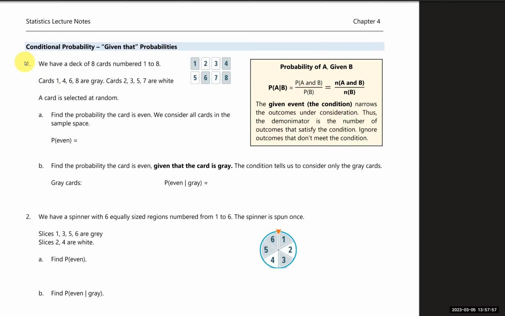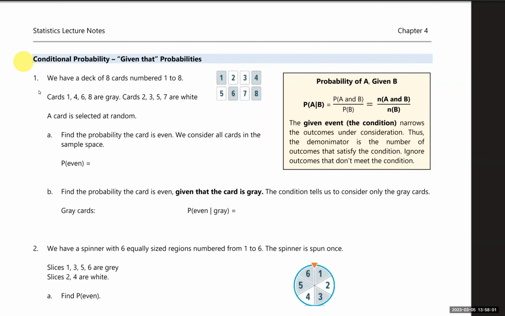So let's just start with, we have a deck of 8 cards numbered 1 to 8. 1, 4, 6, 8 are gray, 2, 3, 5, 7 are white, and we'll pick a card at random. And it says, find the probability the card is even. So in this case, we'll be considering all the cards in the sample space. So we're not placing a condition yet on the cards. It just says probability of getting an even.